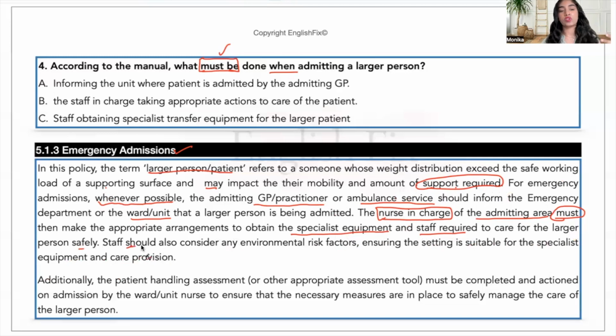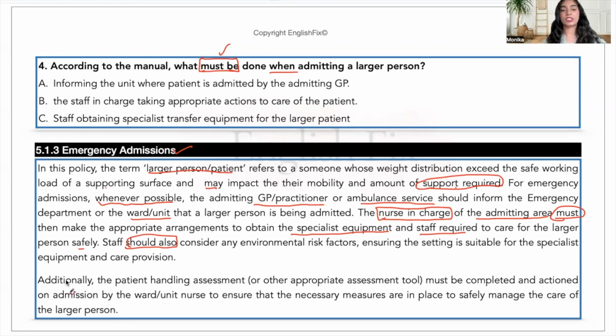Staff should also be doing this: consider any environmental risk factors, ensuring, I told you this is used again and again, ensuring the setting is suitable for the specialist equipment and care provision equipment. So they're saying the same thing. They should also do this. It does not mean that it has to be done absolutely, but they should be doing this as well. Because they are using "also", that means in addition to this, you should also be doing this.